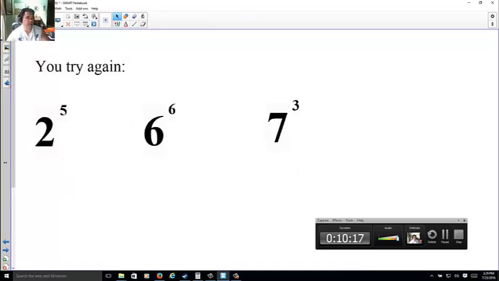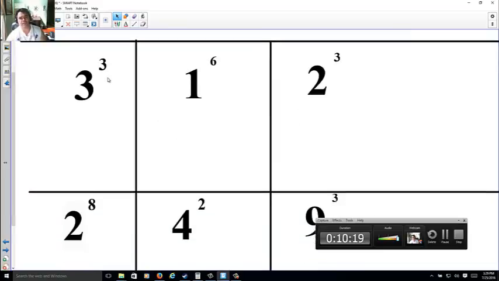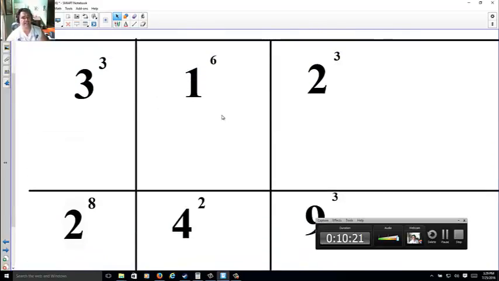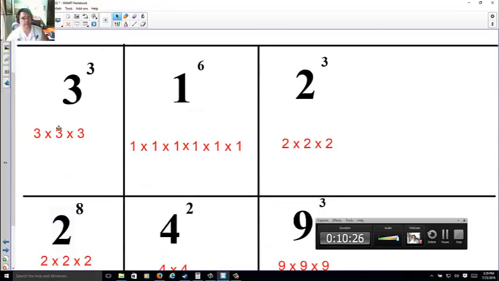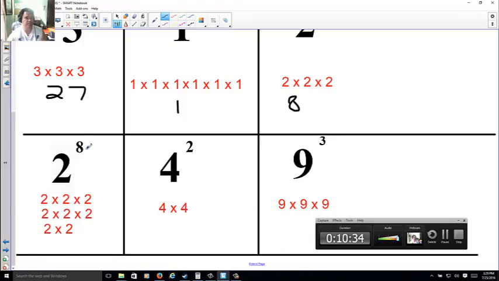Go ahead and skip the you try because of time. Skills practice. Go ahead. Try these 6. Write down your answer. Let's see how you did. All right, 3 times 3 times 3, which I believe makes 27. 1 to the 6th makes 1. 2 times 2 times 2 makes 8. 2 to the 8th power.